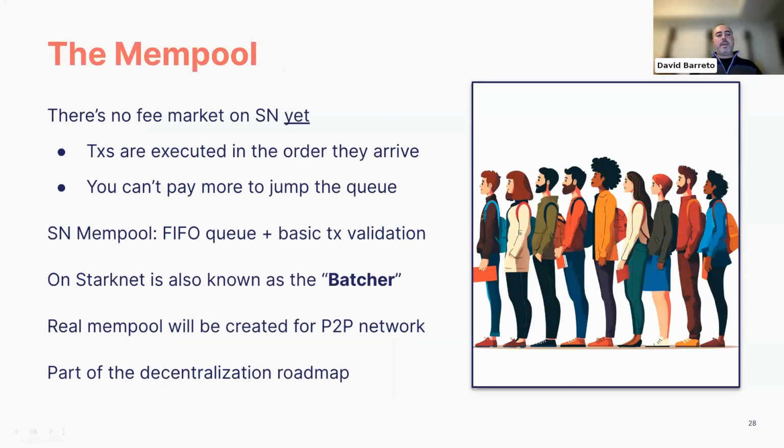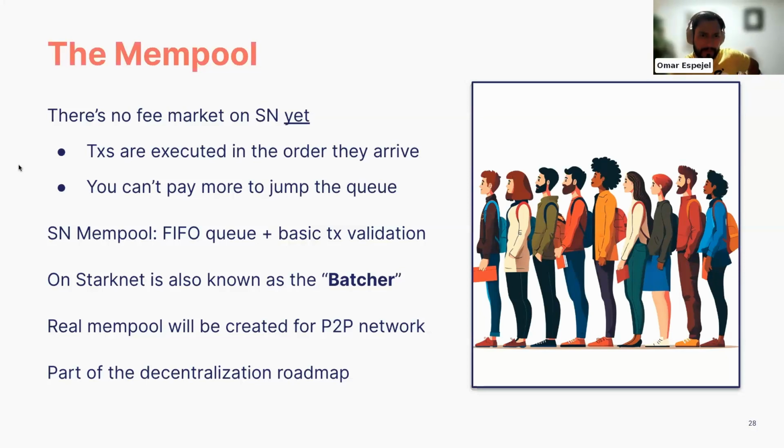I've been showing the mempool a couple of times, pretty much in every diagram of the architecture. But what exactly is the mempool on Starknet? The mempool is a little different from what you might know on Ethereum, because on Starknet we don't have a fee market yet. And not having a fee market means that transactions are executed in the order they arrive. You can't pay more in gas fees to jump the queue, as you can on Ethereum. Eventually, we're going to have a fee market, coming this year. But right now, the first transaction to arrive is the first transaction to be executed.